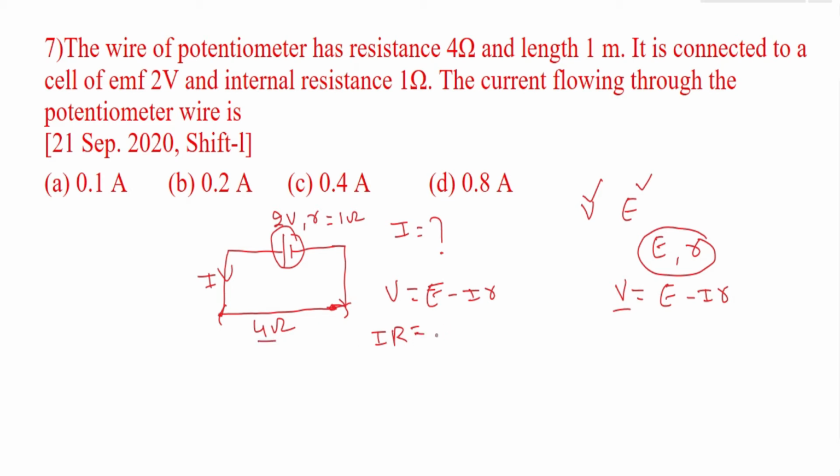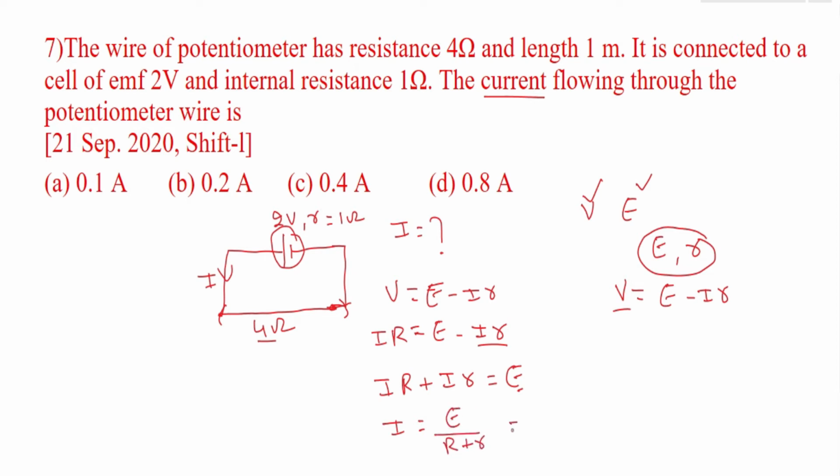So what can I write? IR is equal to E minus I small r. Now I'll take this to this side. Then what will I get? I capital R plus I small r is equal to capital E, the EMF. You are supposed to calculate the current, so if I take I as common, I is equal to E by capital R plus small r.